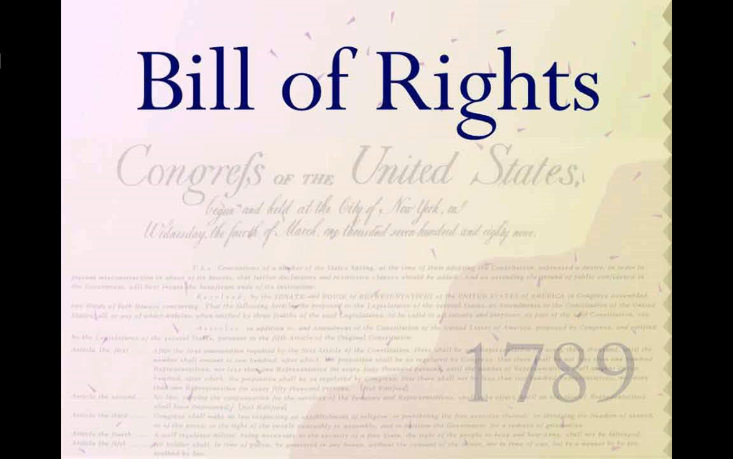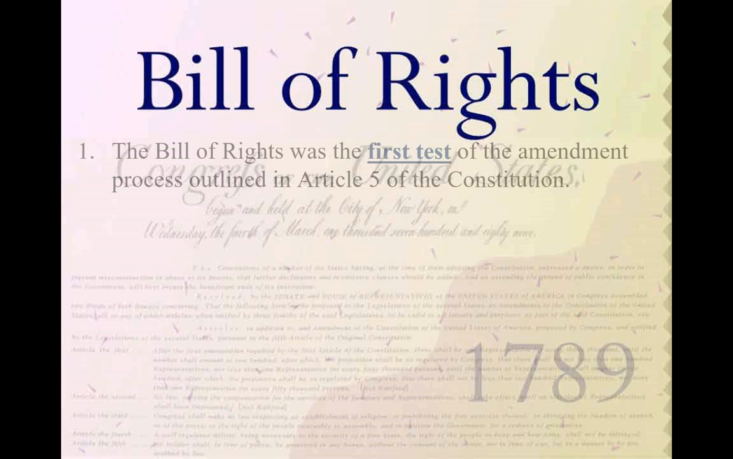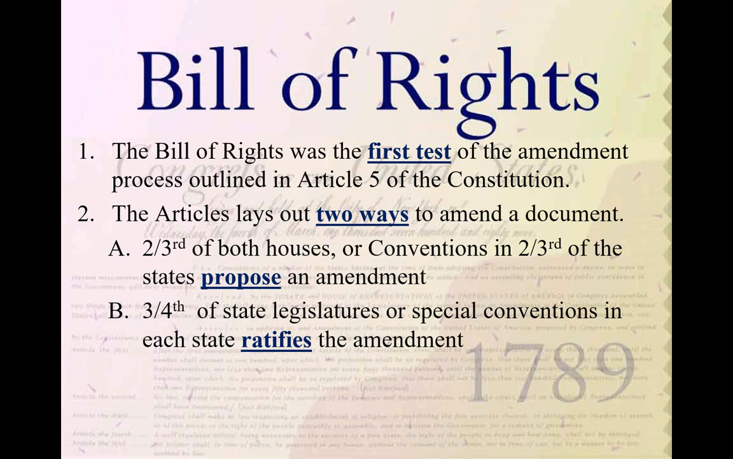So we're going to go through the last bit here, which is looking at the Bill of Rights. The Bill of Rights are the first test of the amendments in order to pass in Article 5 of the Constitution. The article lays out there are two ways to amend this document, the Constitution.